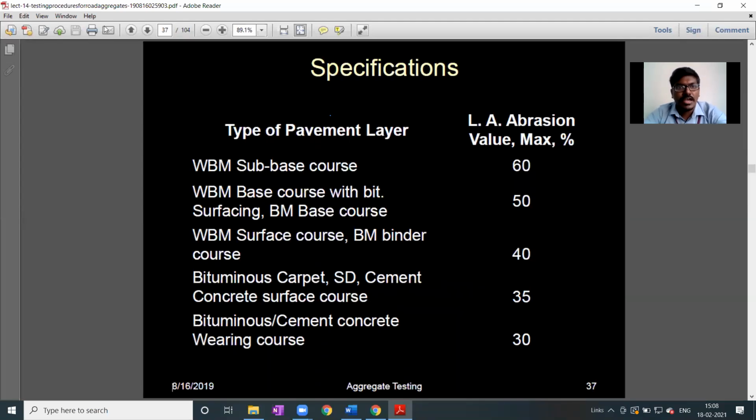And here are some of the specifications. I hope now we are clear, because already in the morning we did the pavement design class. I hope you are clear about water bound macadam, which is a sub-base course. There, for whatever aggregates you are using, the maximum permissible value for abrasion is 60%. Above 60%, reject those aggregates. Similarly, there are other maximum permissible values depending upon the layers, for example bituminous macadam binder course, bituminous carpet, cement concrete surface course, or bituminous concrete wearing course. For bituminous concrete and wearing course, the Los Angeles abrasion value or impact value should be very low.